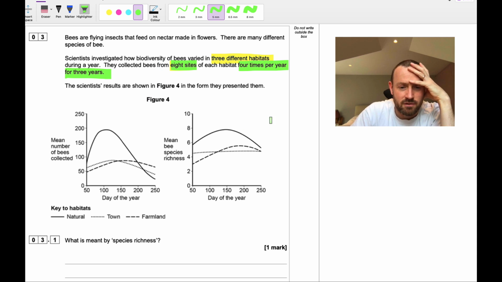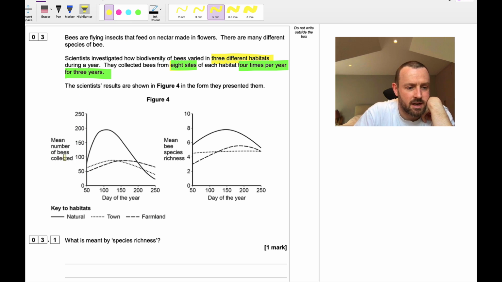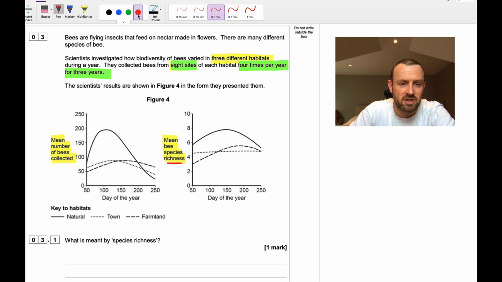The scientists' results are shown in figure 4 in the form they presented them. So we've got habitats, we've got natural, town, and farmland. And over here, this is the mean number of bees collected at different times throughout the year from the 8 different sites, I guess. And then this is the bee species richness. So species richness, in case you didn't know, you need to know what that means to interpret this. So species richness is the number of different species of bee present. Number of species.